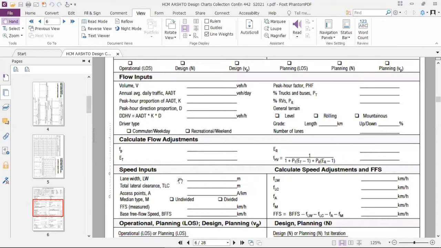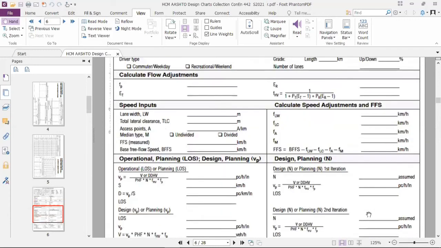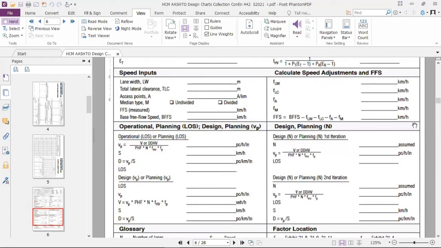Then we go to the speed inputs. You have the lane width here, and finally you come up with the adjusted free flow speed. Then here we come to the final calculation. If it's operational and planning, so you are doing level of service, or design planning, you have to estimate the maximum volume. This part is for operation level of service or planning level of service. Here for design, you are looking for the maximum service volume. So you just substitute and follow the steps.